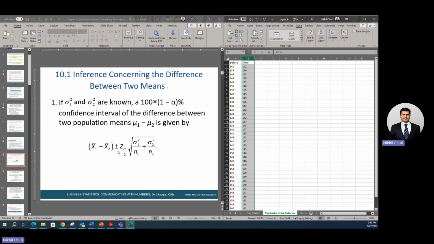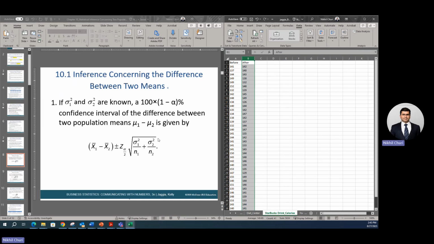So plus or minus z alpha by 2. Alpha, like I said, is the level of significance. We'll be talking about it shortly. And whenever there is a z value or t value in any formula, remember that you will be getting it from a standard table, which I'll be talking about shortly when we solve the problems. So z at alpha by 2 can be found using a standard distribution table.